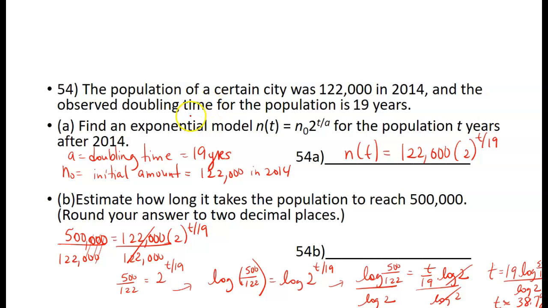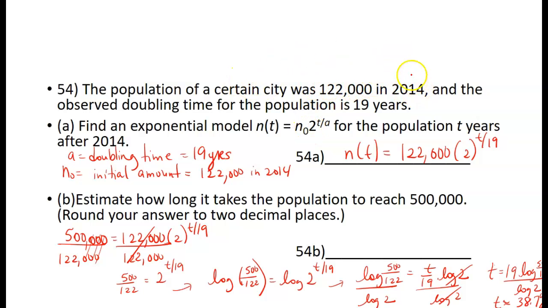Okay, so looking at this one, it's talking about doubling time. It gives us the model to follow. Keep in mind that this N, called N naught or N sub 0, is the initial amount, and then the A is the doubling time. So really it's just reading this and plugging in those values.